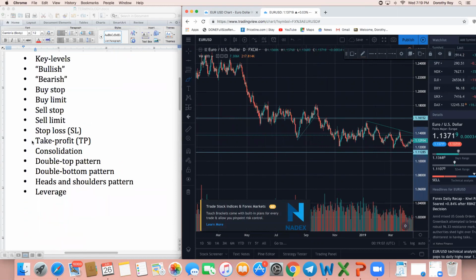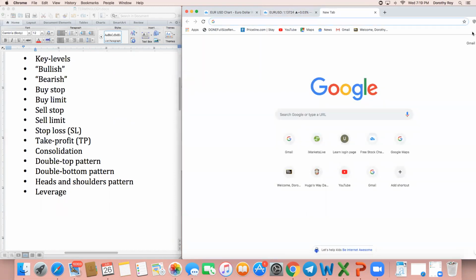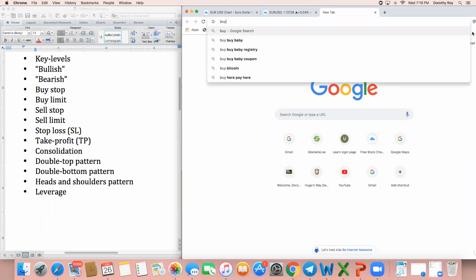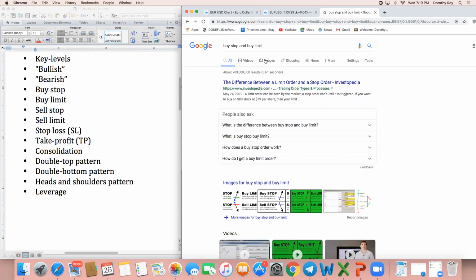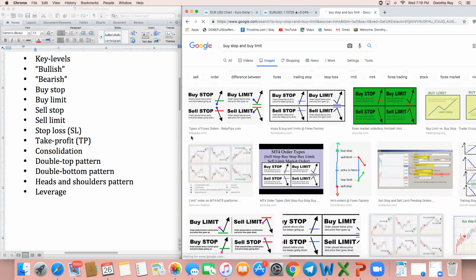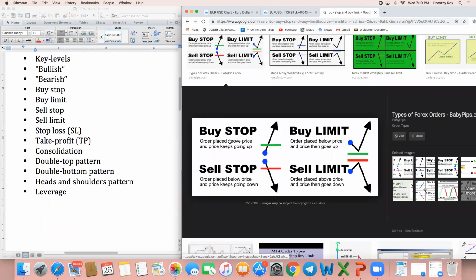The next thing we're looking at is a buy stop and a buy limit. I am actually going to send this to you guys today. This is a chart that helped me a lot. So, a buy stop, a buy limit, a sell stop, and a sell limit.